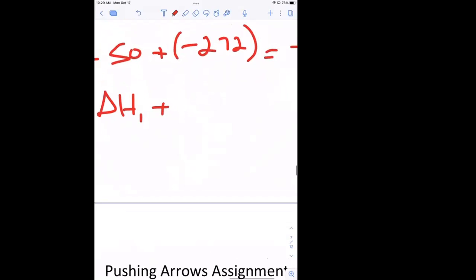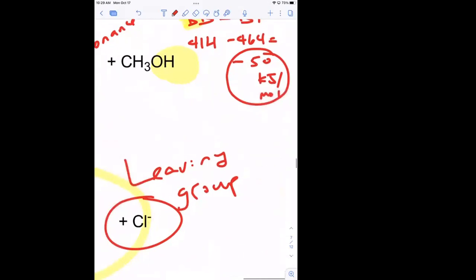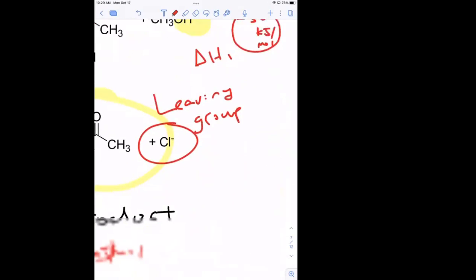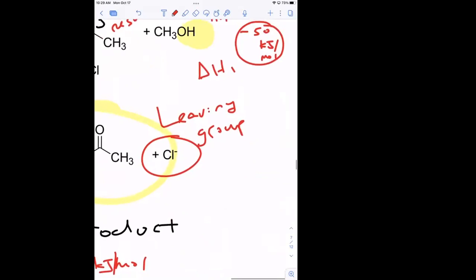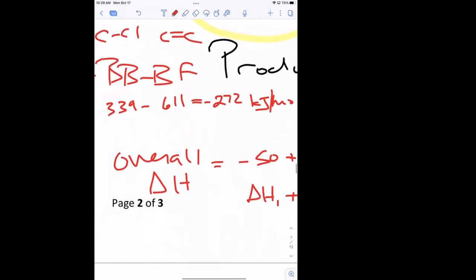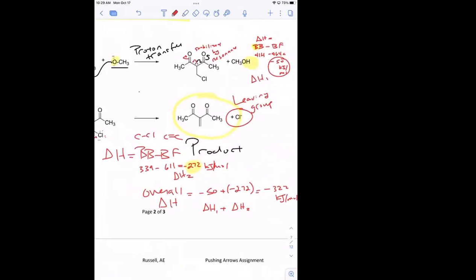Delta H1 plus delta H2. Let's say up here when we did this one, we'll call this one delta H1. That's the first delta H we calculated. And then down here, we calculated delta H2. So we just took the sum of the two delta H values for each reaction to get the overall delta H.